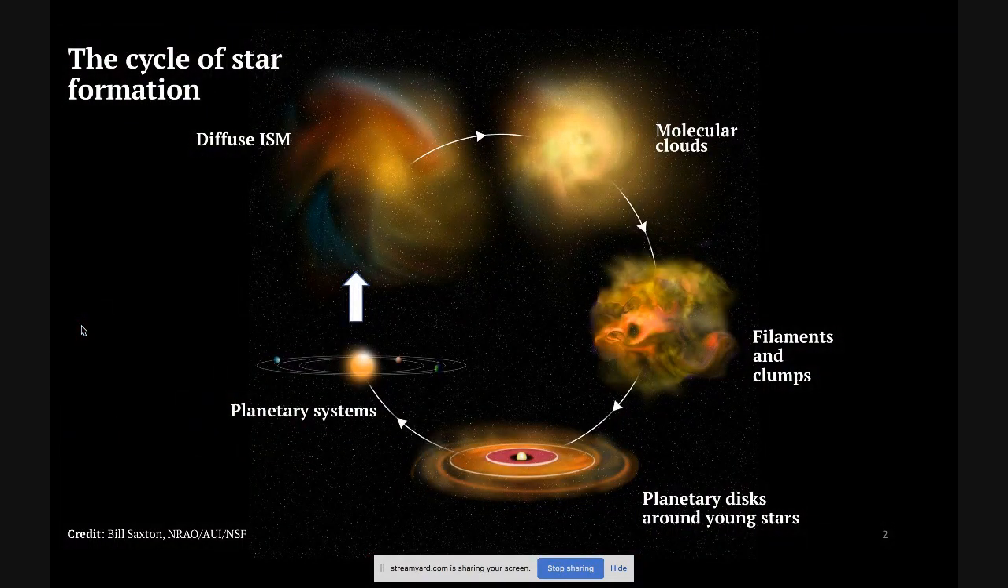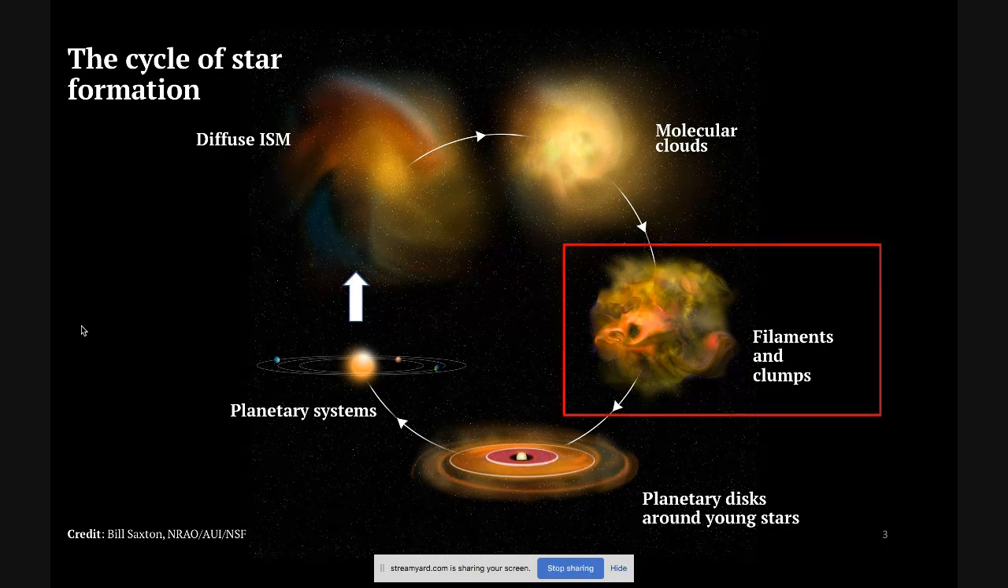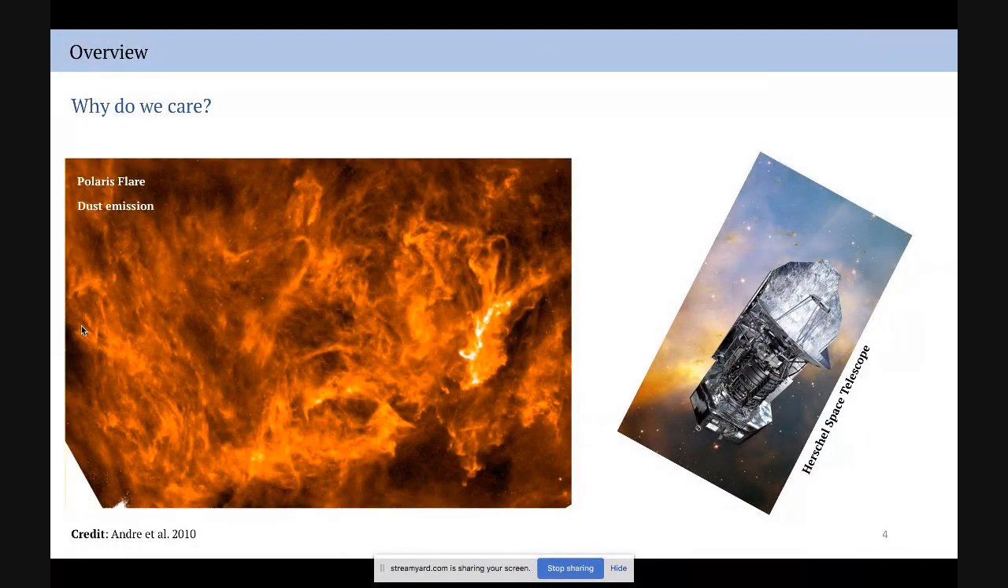So by now we all know that the filaments are a part of molecular cloud structure, and they contribute immensely to the cycle of star formation by fragmenting or channeling mass to the star forming cores. And why do we care about filaments? One of the biggest reasons that we started caring about them is that over the past decade, Herschel has reminded us that all the molecular clouds in the ISM are pervaded by filamentary structure.